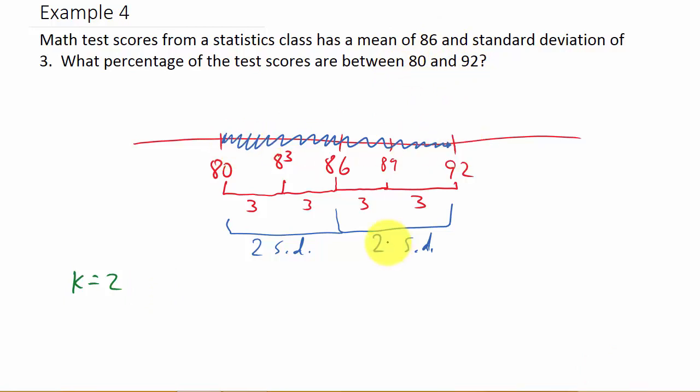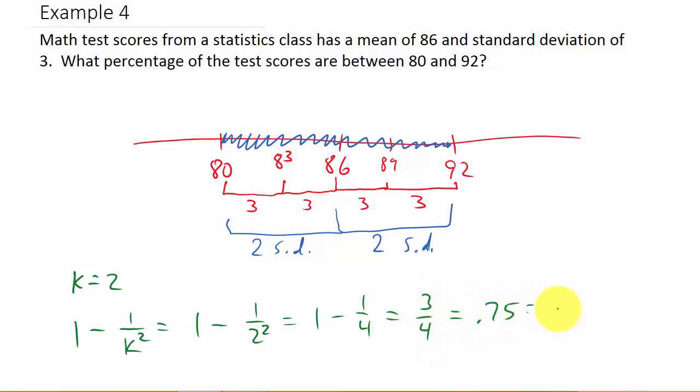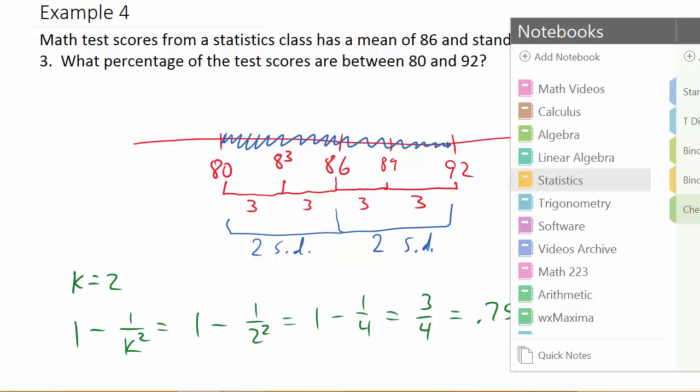So what percentage of data? Well, if you remember the stuff from the first page, then you wouldn't need to do this, but if we do 1 minus 1 over K squared, which is 1 minus 1 over 2 squared, that's 1 minus 1/4, which is 3/4, which equals 0.75. So we would say 75% of the data, or 75% of the test scores, are between 80 and 92. Alright, so let's look at the last problem.